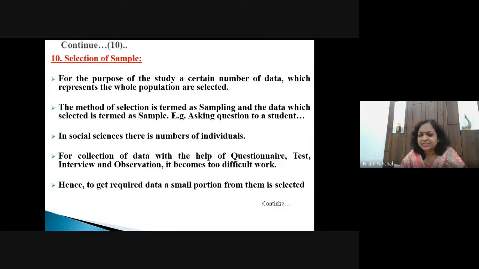For collection of data with the help of questionnaire, test, interview, and observation, it becomes very difficult work. So when to get data and how to get data is very, very important. And for that, selection of sample is very, very important, right?